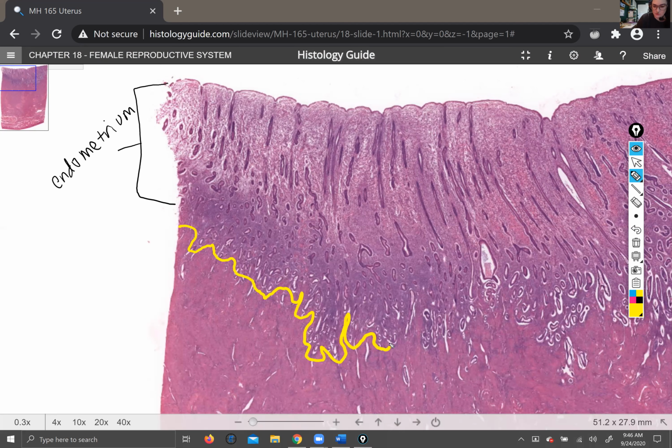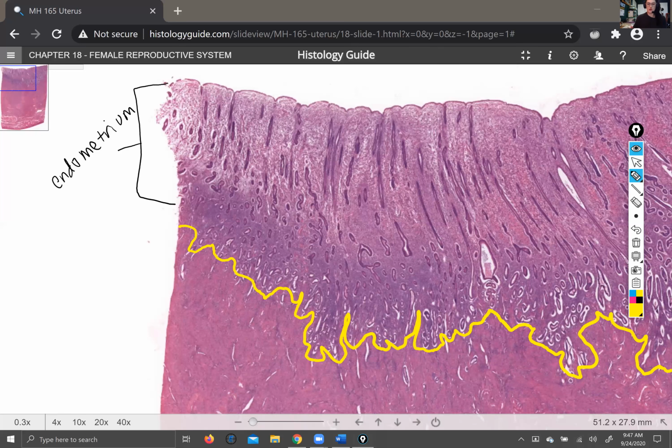And as you can see from my outline, the division between the endometrium and the underlying layer, which is the myometrium, isn't straightforward. It's not a straight line. It's not flat, and almost nothing in biology is. It is wavy. So everything above the yellow squiggly line is endometrium, and all of the stuff below it, at least in this field of view, is myometrium.